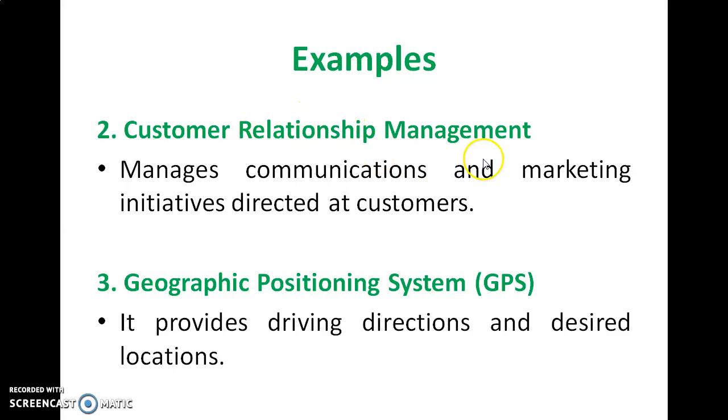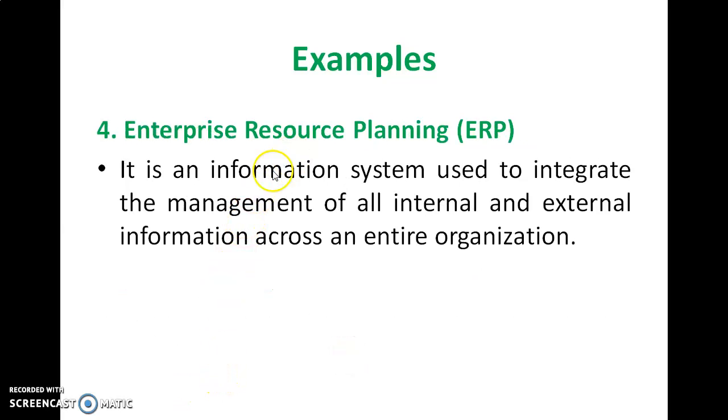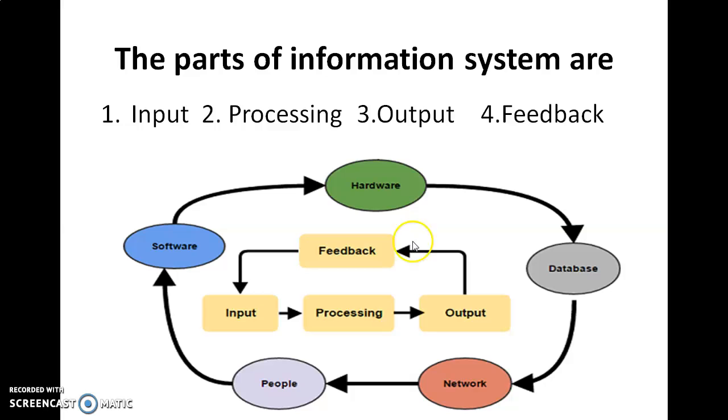Second one, customer relationship management. It manages communications and marketing initiatives directed at the customers. Geographical positioning system, GPS, I need not tell you, you are using it many times. It provides driving directions and device locations. ERP, Enterprise Resource Planning. It's a system used to integrate the management of all internal and external information across the entire organization. So these are some of the examples that we saw.